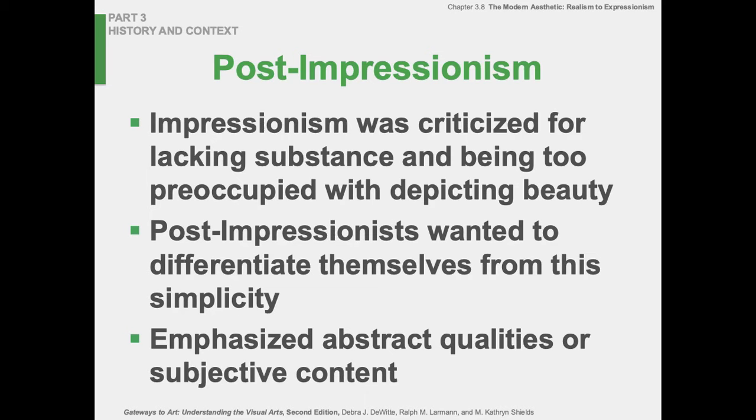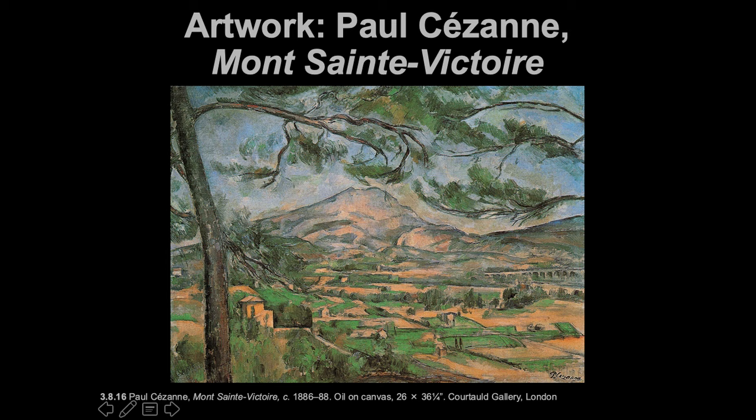So the Impressionists have been around a little while, and some artists were criticizing them for lacking substance and being too preoccupied with beauty and beautiful scenery, as we saw with Monet, like some of the water lilies and things like that, or pretty people doing pretty things. So the post-impressionists wanted to differentiate themselves from simplicity. They wanted to get into some abstract qualities and some different subjective content. So we start to branch off into a couple different ways of depicting imagery.